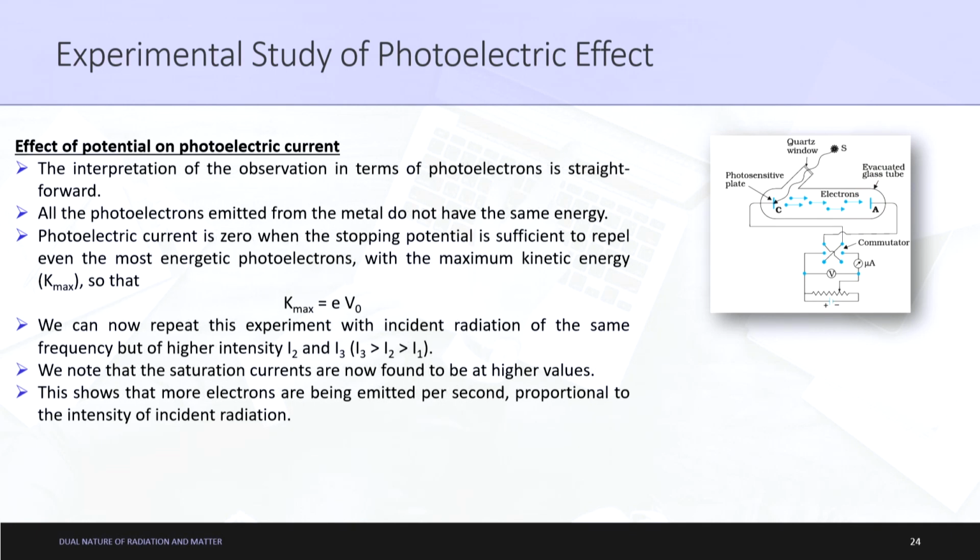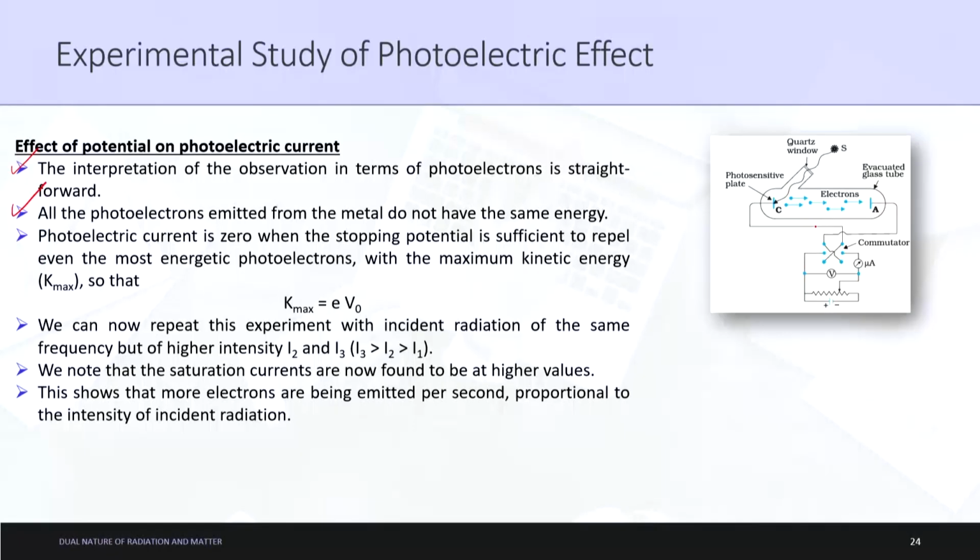Now, the interpretation of the observation in terms of photoelectrons is straightforward. All the photoelectrons emitted from the metal do not have the same energy, which is very evident. Everything will have different energy. Photoelectric current is 0, and that is why the concept comes in: some electrons will have enough energy to be repelled back, and some will have enough energy to overcome the repulsive force and go towards the collector plate.